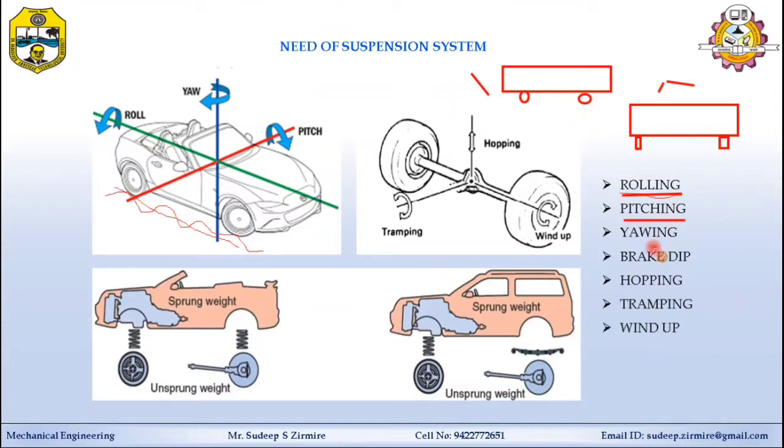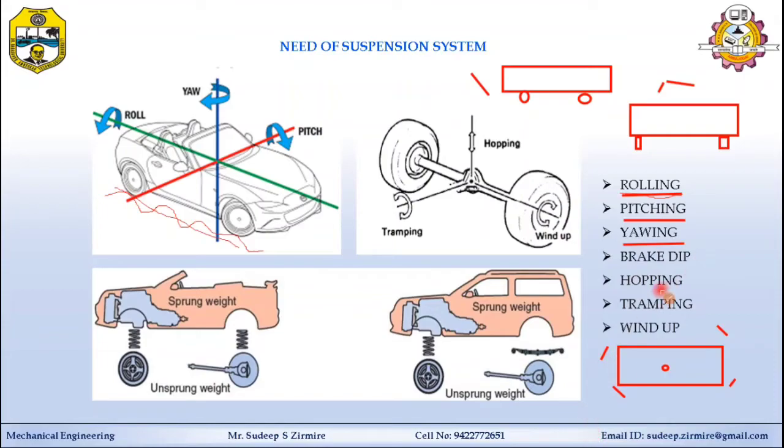And yawing means when you see the vehicle from the top view, from the top side of the vehicle, and it rotates about the center, for example from this direction to this direction, it may be clockwise or anti-clockwise. Then you can say it's yawing. So when all this motion is restricted and comfort is given, then we can say it is the best suspension system. So friend, to prevent this, suspension system is used.